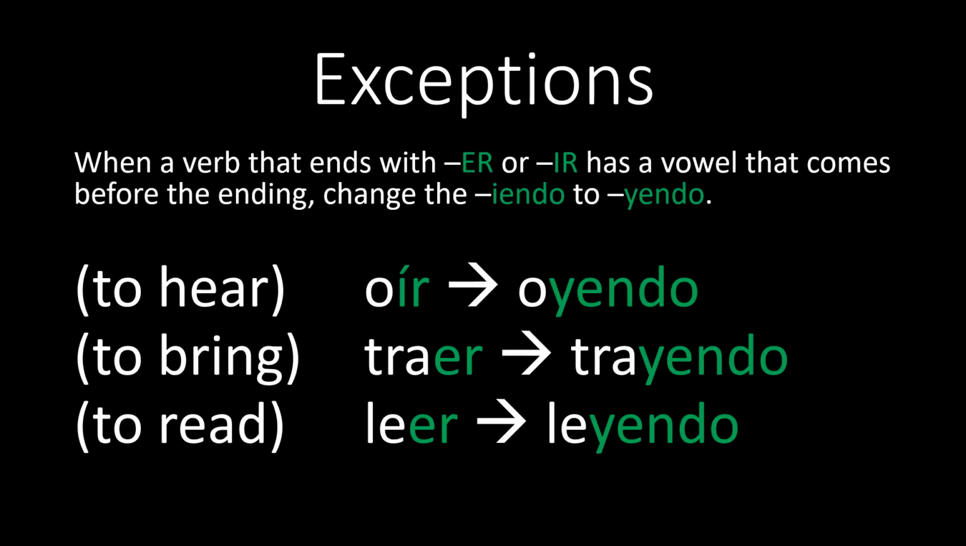An exception occurs when you have an ER or an IR verb where a vowel comes before the ER or the IR ending. In that case, instead of using iendo, we use yendo. Let's look at the three examples. Oír, to change it to hearing, becomes oyendo. Traer, if you want to change it to bringing, it becomes trayendo. Leer, if you want to change that to reading, it becomes leyendo.